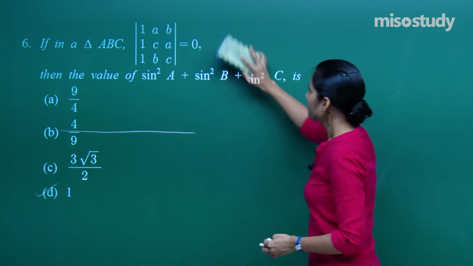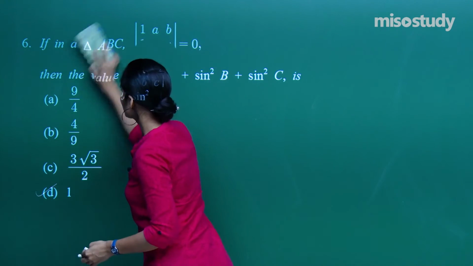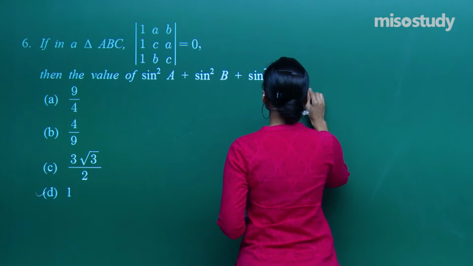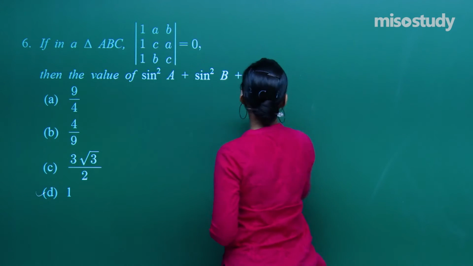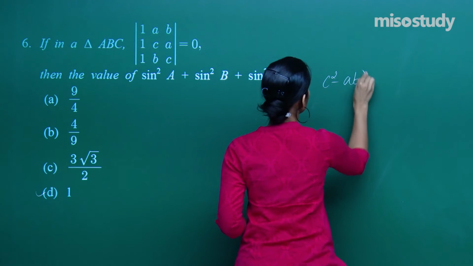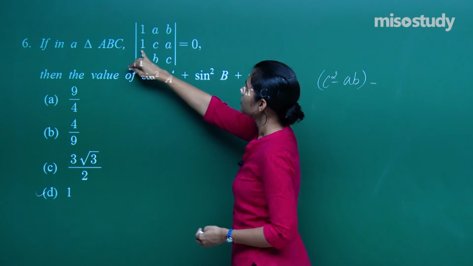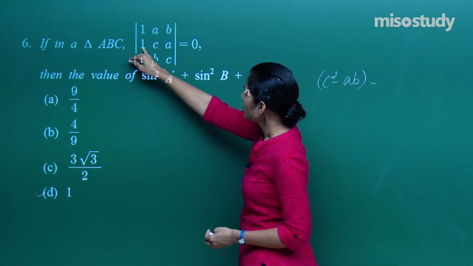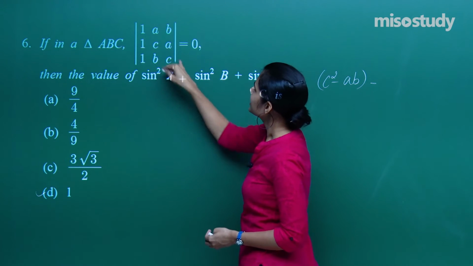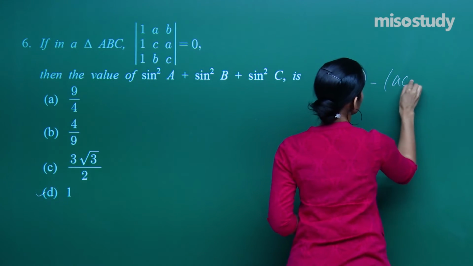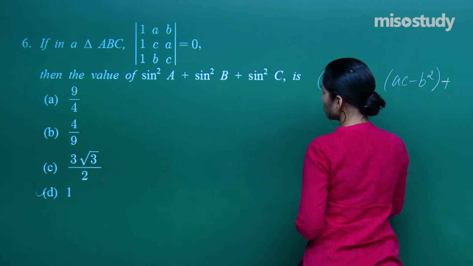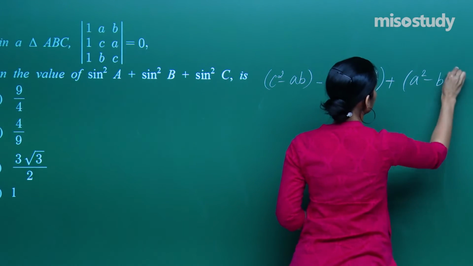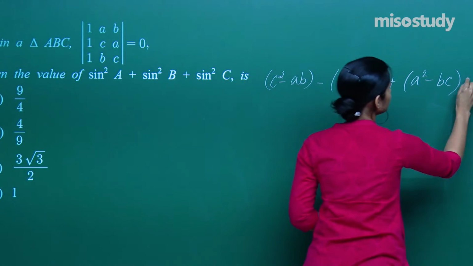Now moving on to the next question: if in a triangle ABC this determinant is 0, then what is the value of sine square A plus sine square B plus sine square C? Let's evaluate the value of this determinant. This is C square minus AB, minus, expanding with respect to the first column, minus 1 times AC minus B square, plus 1 times A square minus BC.